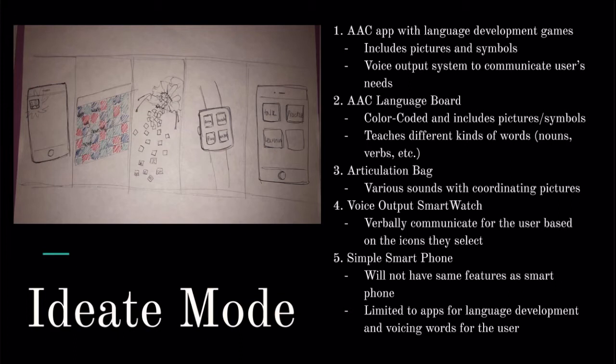The fifth solution I came up with was a simple smartphone. This would also not have the same features as a typical smartphone. It would be limited to apps for language development that would be interactive, that the child could do on their own or in a classroom setting, and would also include a way for the user to voice words and commands in the classroom or at home.